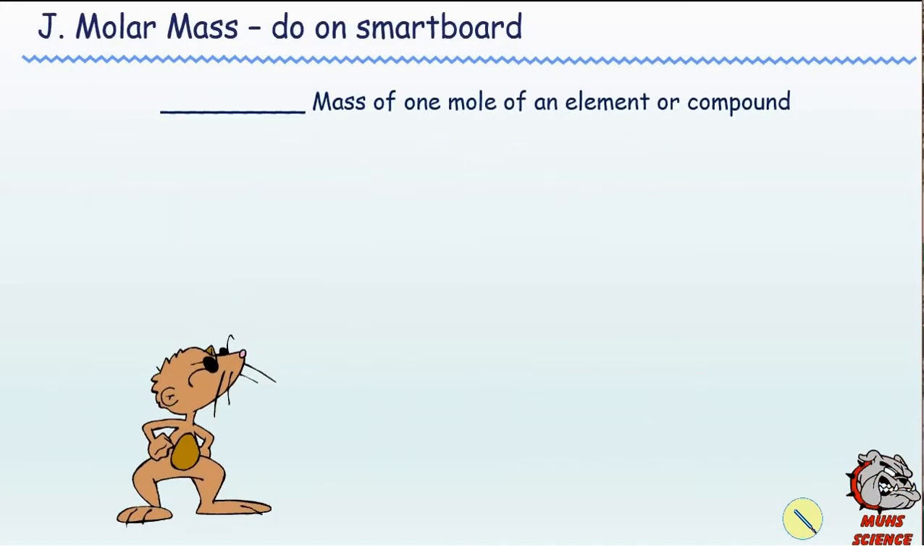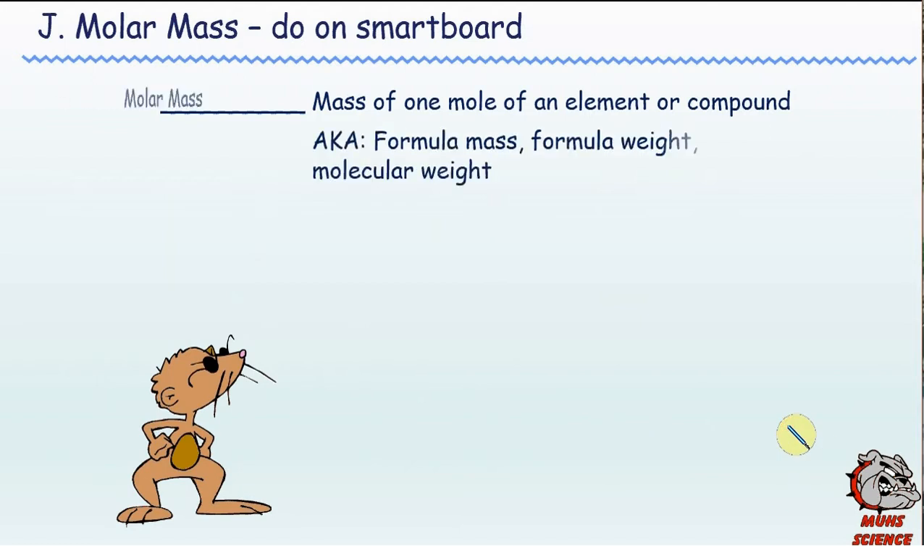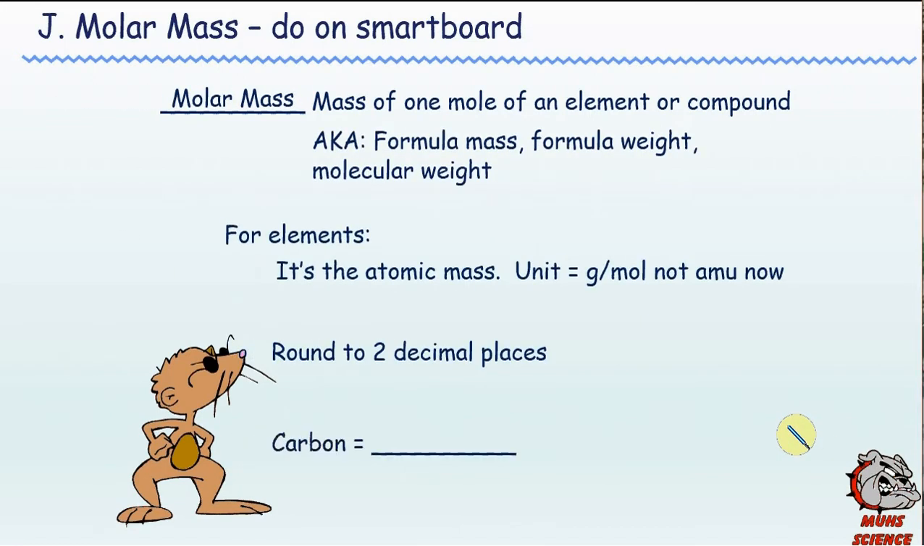When you deal with the mole, a concept called molar mass comes up, and the molar mass is simply the mass of 1 mole of an element or a compound. Some people call that a formula mass, some people call that a formula weight, some people call it a molecular weight. Finding molar masses of elements is a piece of cake.